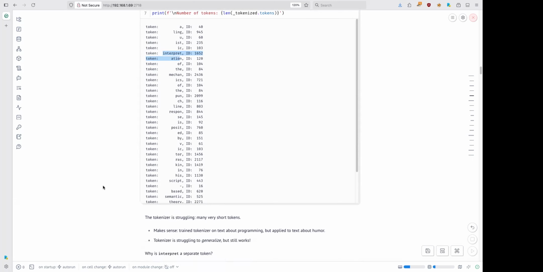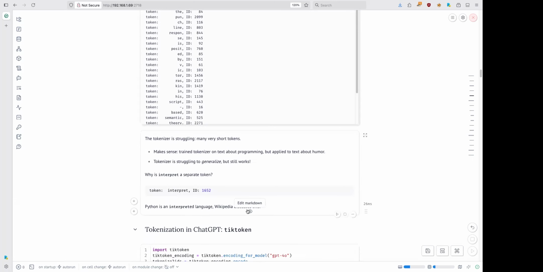It's important because Python is an interpreted programming language. So interpret appears many times in the Wikipedia article. So interpret occurs often enough for it to be its own token with its own ID. Again, each token has an ID, which is an integer.